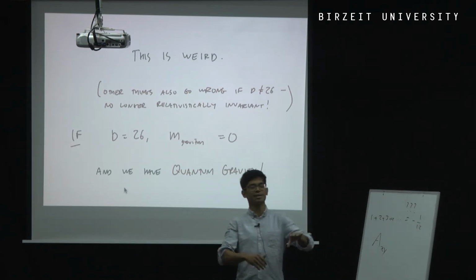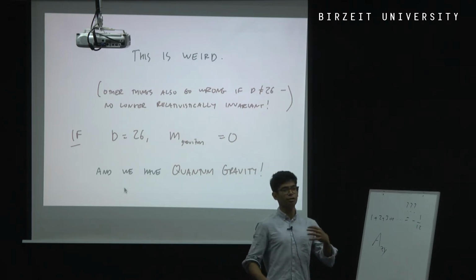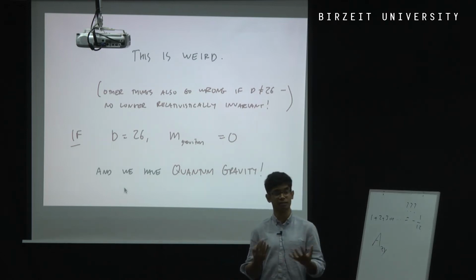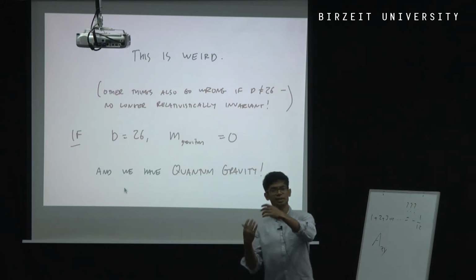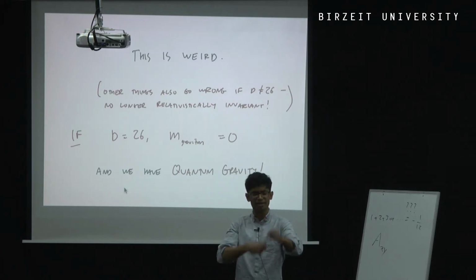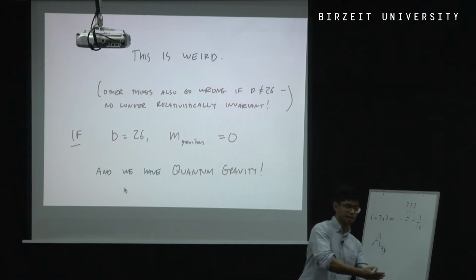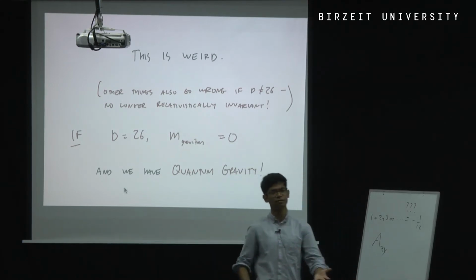It's not just that this mass is offset from its value. The theory is no longer relativistically invariant. It's very odd that this can happen. You start with a theory that is relativistically invariant. You do quantum mechanics. At the end of the day, it's not relativistically invariant anymore, okay? This is very confusing, but this is a thing that happens in string theory.